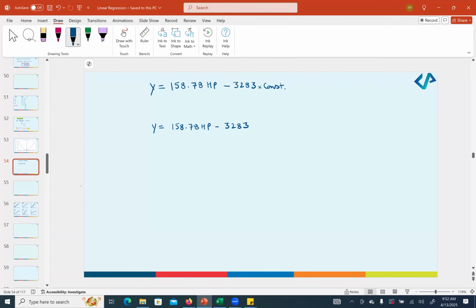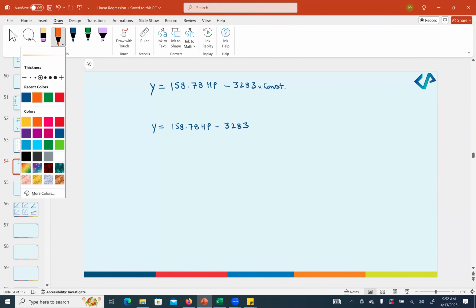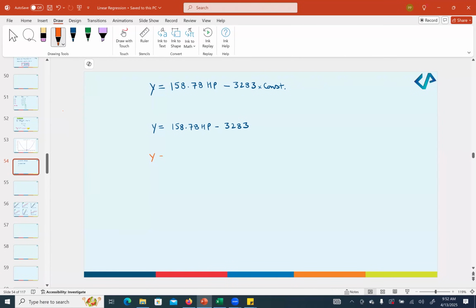Okay. Now this is in which format? This format: y is equal to beta 0 plus beta 1 x1, where beta 1 is 158.78 and beta 0 is minus 3283.